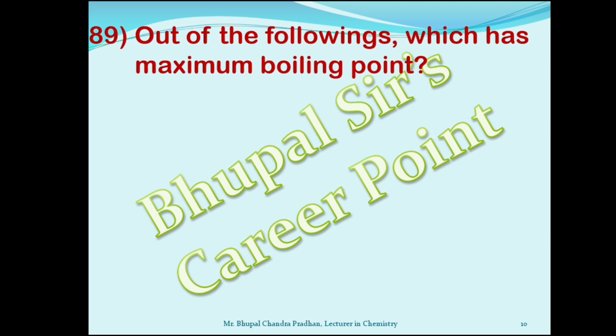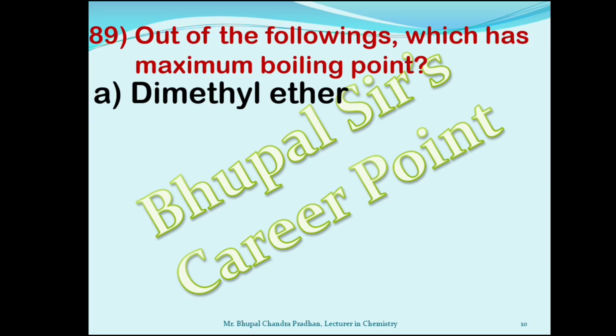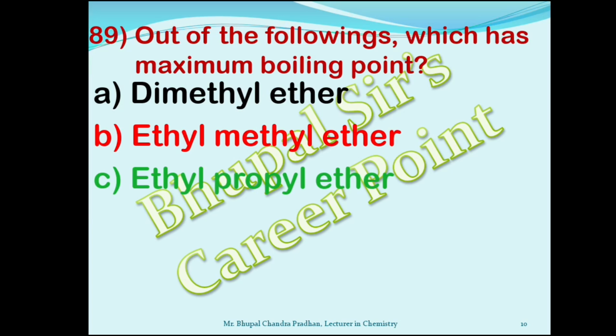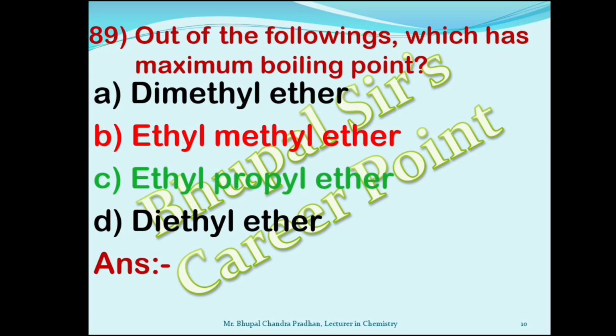Question number 89. Out of the following, which has the maximum boiling point? Option A, dimethyl ether. Option B, ethyl methyl ether. Option C, ethyl propyl ether. Option D, diethyl ether. The students try to give the correct answer.